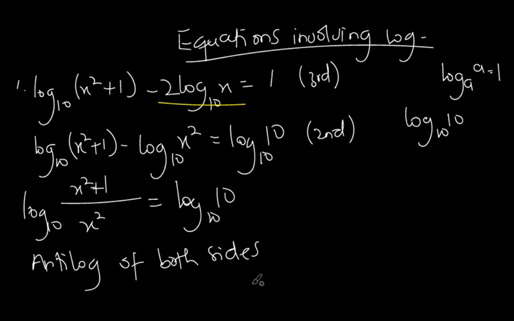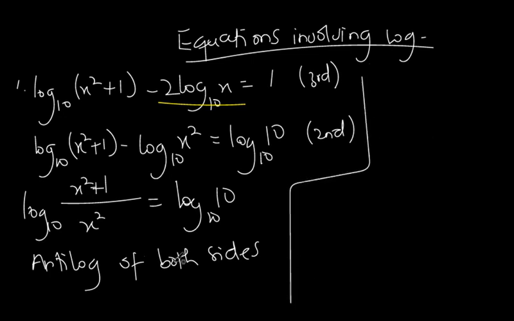When we take antilog of both sides, the logs will cancel out over here. Whenever we take antilogs of log, we don't have the log again, so the log will magically disappear. That is math for you. So instead of having log over here, we will be having s square plus 1 divided by s square is equal to 10. Now this is beautiful.